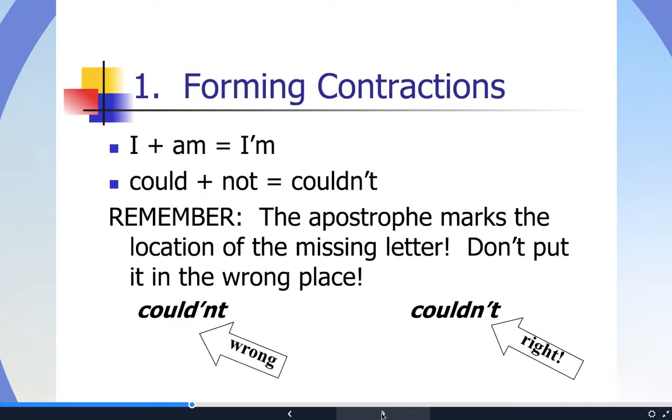Forming contractions. I plus am equals I'm. Could plus not equals couldn't. Remember, the apostrophe marks the location of the missing letter. Don't put it in the wrong place. So basically, if we go back up and look at could and not, if we combine those, the letter that we're taking out is the O, and we're putting an apostrophe in that exact spot. So that apostrophe is going in the location of the missing letter.